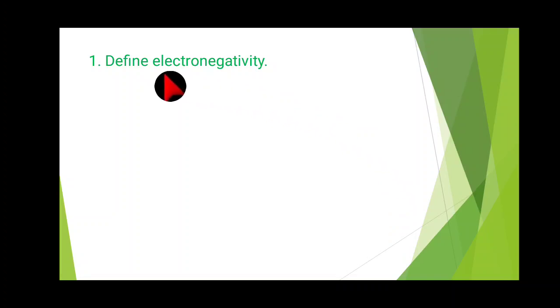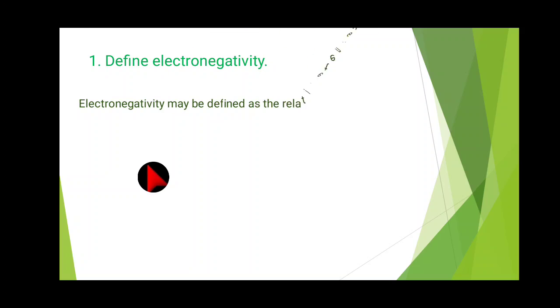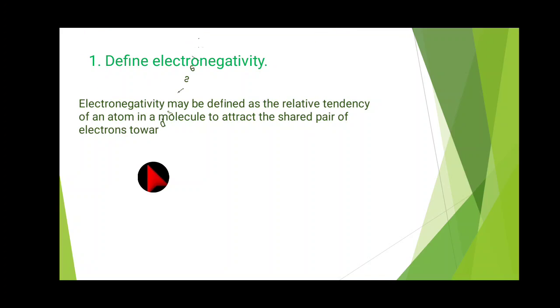The first question, define electronegativity. Electronegativity may be defined as the relative tendency of an atom in a molecule to attract the shared pair of electron towards itself. Actually, the tendency of an atom in a molecule.